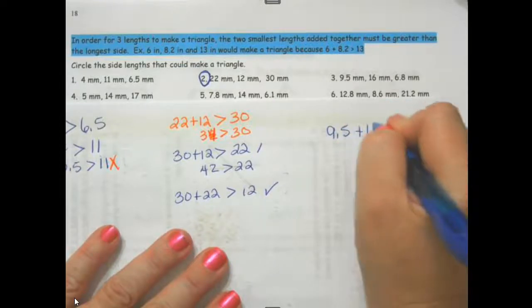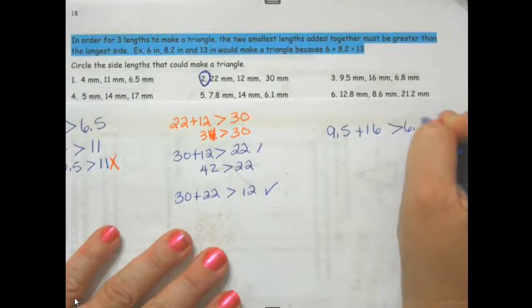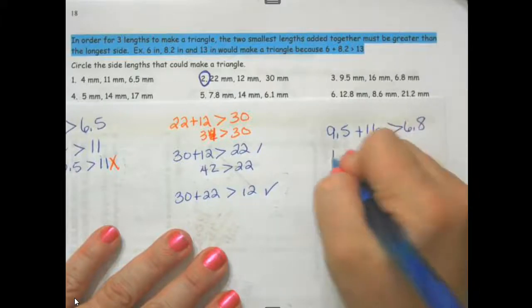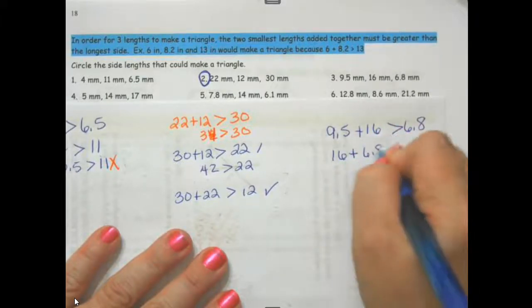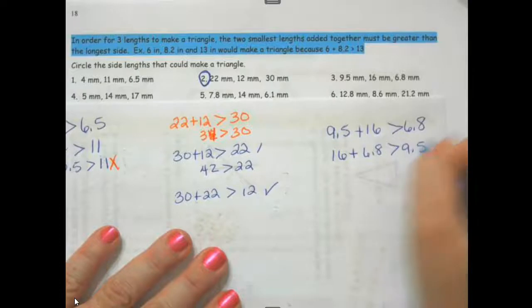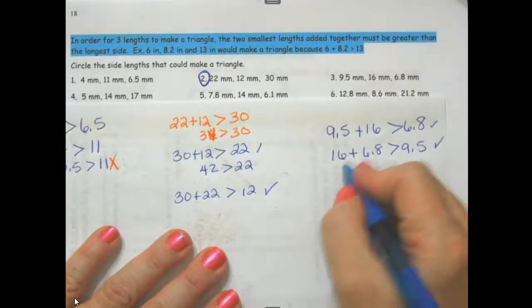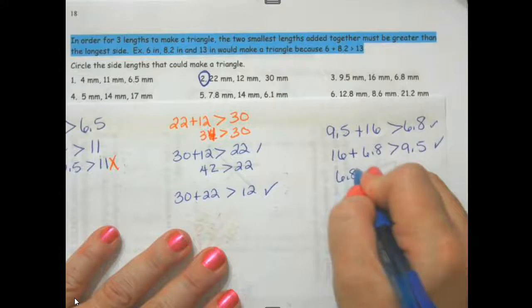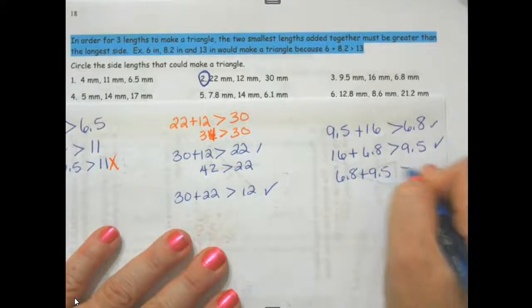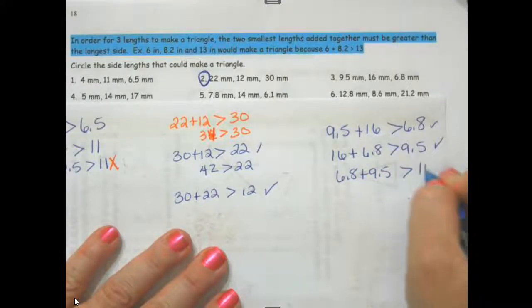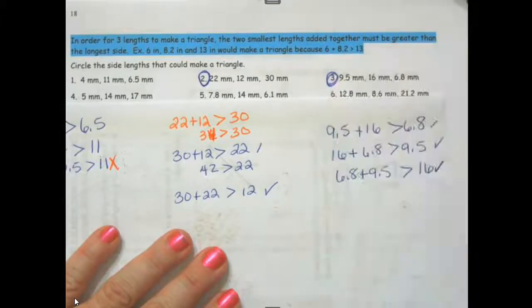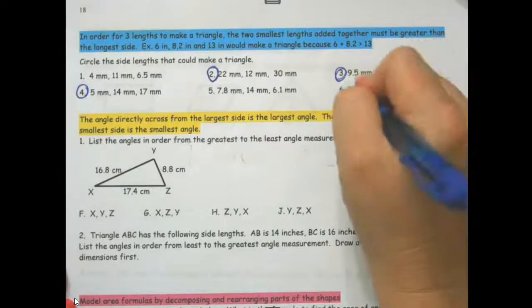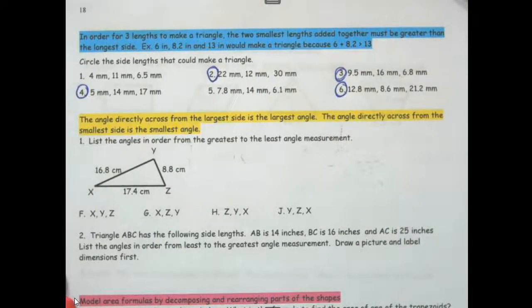9.5 plus 16 greater than 6.8? Yes. 16 plus 6.8 greater than 9.5? Yes. 6.8 plus 9.5 greater than 16? Yes. So the answer is that is a triangle. Number 4 is also a triangle. And number 6 is a triangle.